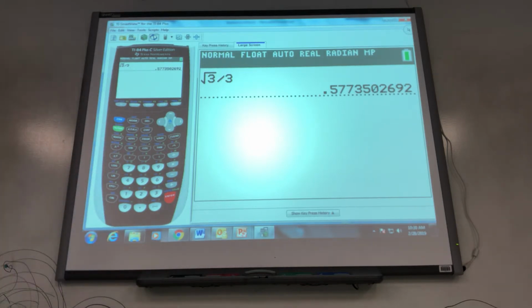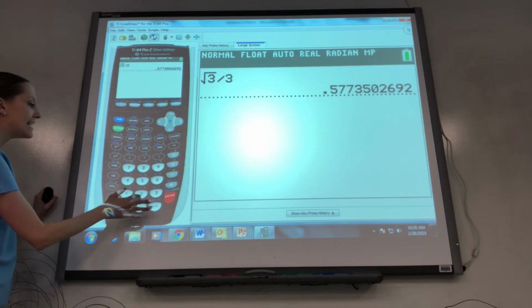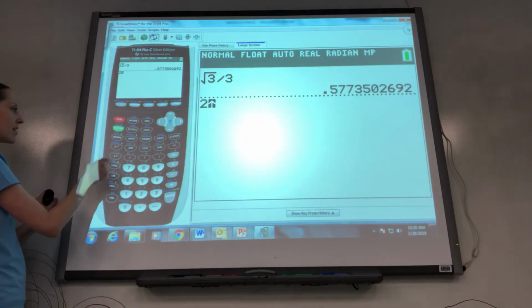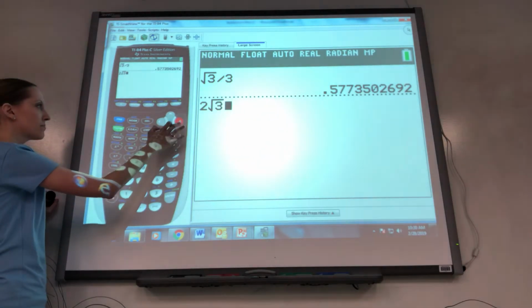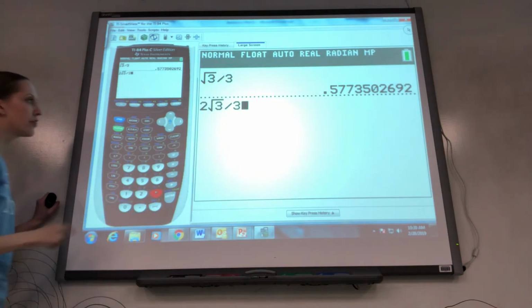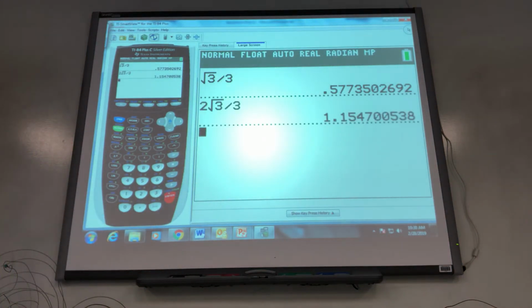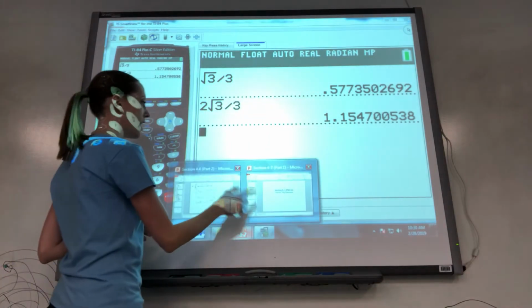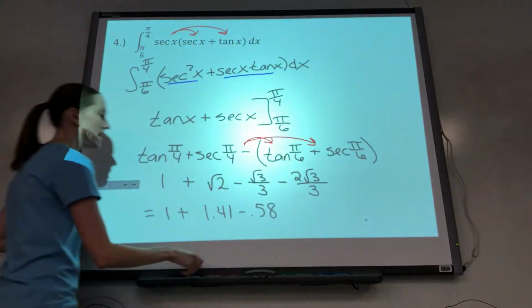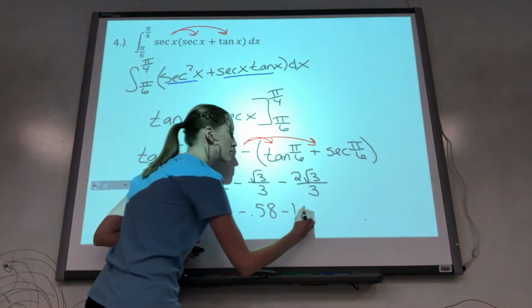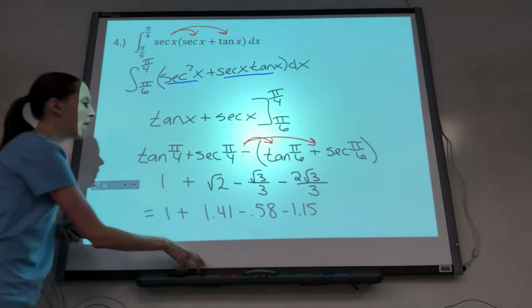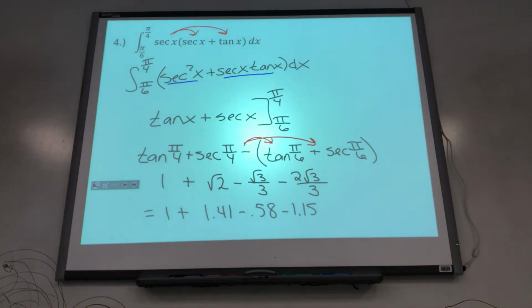Now, I might as well keep my calculator up here. I need 2 radical 3 over 3. It's probably all right just to do it like that. I'm going to say that's about a 1.15. So I was subtracting that. Now I just need to kind of type all of that in.